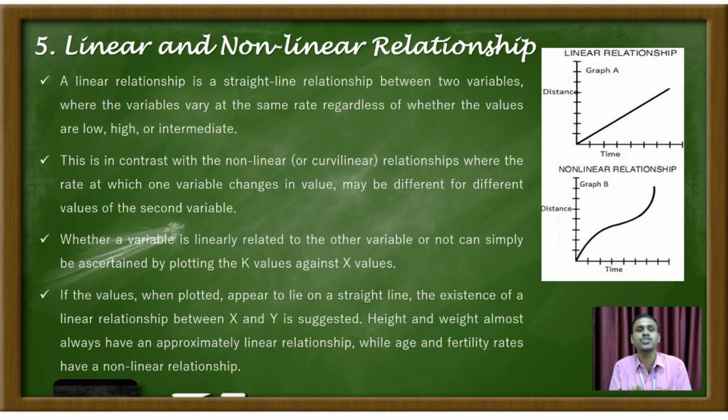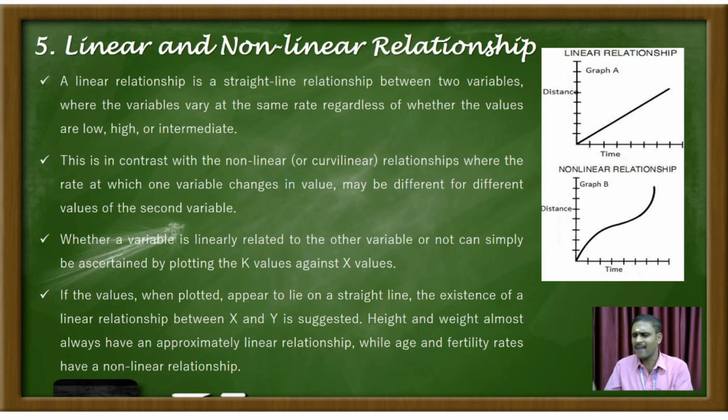In a non-linear relationship, the rate at which one variable changes in value may differ at different values of the second variable. Whether variables are linearly related or not can simply be ascertained by plotting the y values against the x values. If the values, when plotted, appear in a straight line, the existence of a linear relationship between x and y is suggested. Height and weight are almost always approximately linear, while age and fertility rate is a non-linear relationship.